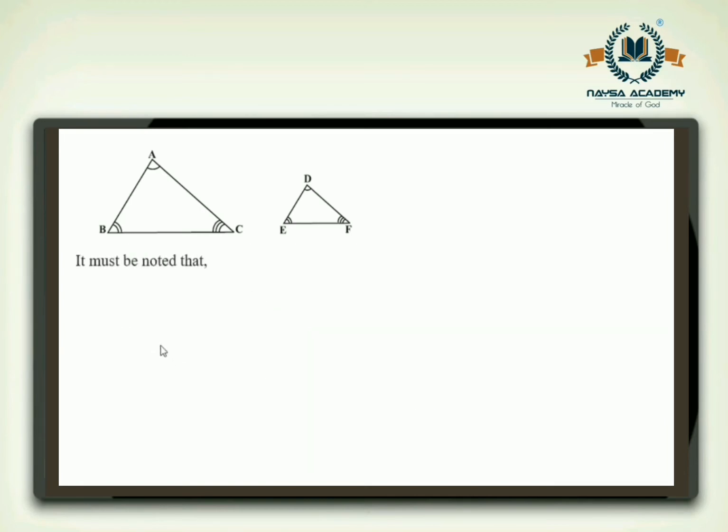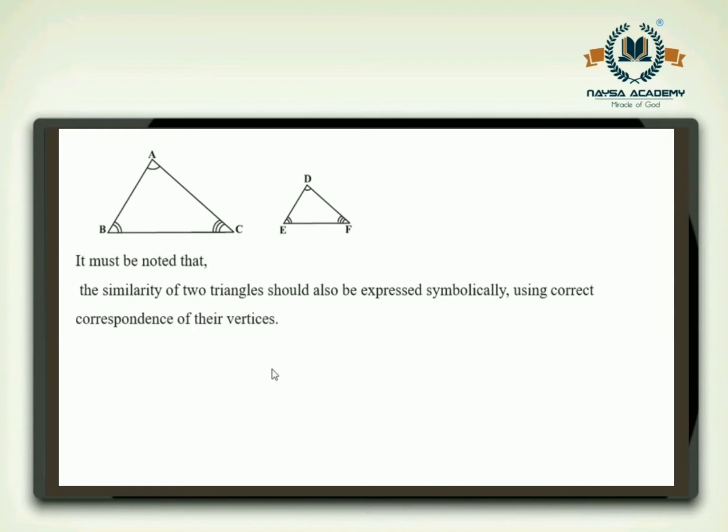It must be noted that the similarity of two triangles should also be expressed symbolically using the correct correspondence of their vertices. For example, for triangle ABC and DEF, we cannot write triangle ABC similar to triangle EDF. Now, whether I say triangle DEF or triangle EDF, it is one and the same, that is, I am talking about this particular triangle. But when I am mentioning similarity, I have to check the correspondence of vertices.